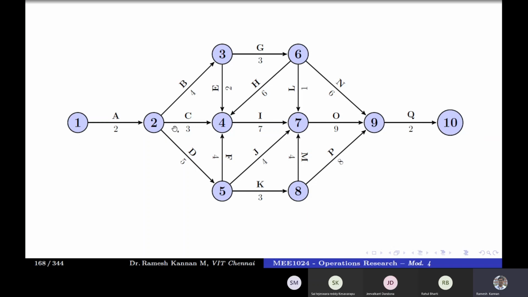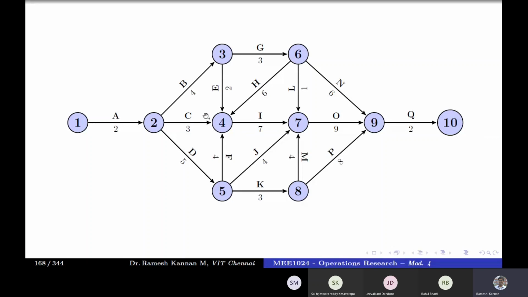For example, you can go 1, 2, 4, 7, 9, 10. Or you can go 1, 2, 3, 6, 9, 10. Or you can go 1, 2, 3, 6, 4, 7, 9, 10. You cannot go 1, 2, 3, 4, then 6, because the arrow is this way, so you cannot go the other way. The arrow is the direction. So 1, 2, 3, 6, 4, 7, 9, 10 is also possible, or 1, 2, 3, 6, 7, 9, 10. So there are different possible paths.